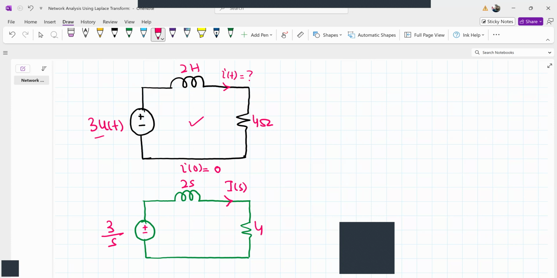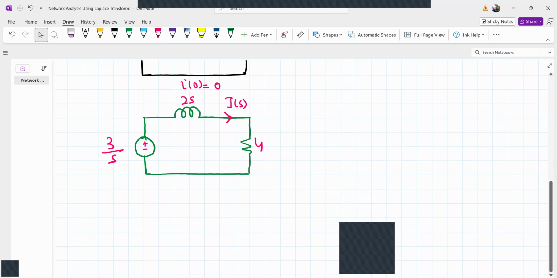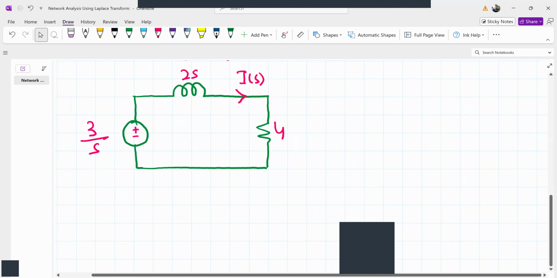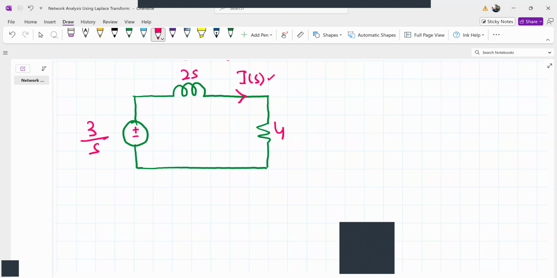Now once we have found the Laplace transform version of the circuit, what will we do? We'll write the appropriate KVL and KCL that will give us I of s. Now remember, once we have converted the inductor, resistor, and capacitor to their equivalent models, these equivalent versions are referred to as impedances. All the laws, techniques, and methods that we have learned for resistances are valid for impedances.